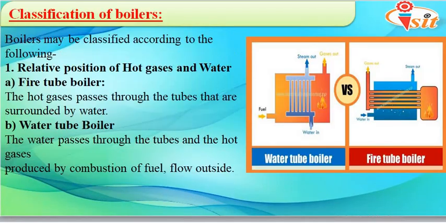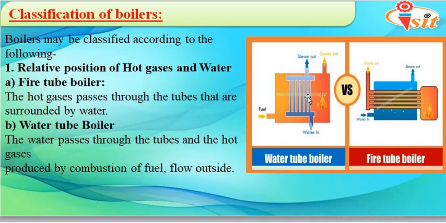Now we'll see the classification. So we will discuss the important classifications, or how the boilers are classified. The first classification is based on the relative position of hot gases and water, or we can also call it according to the contents in the tube, because most of the boilers have tubes inside them, so you can refer to these figures. Based on this classification, we have two subtypes, that is water tube boiler and fire tube boiler.